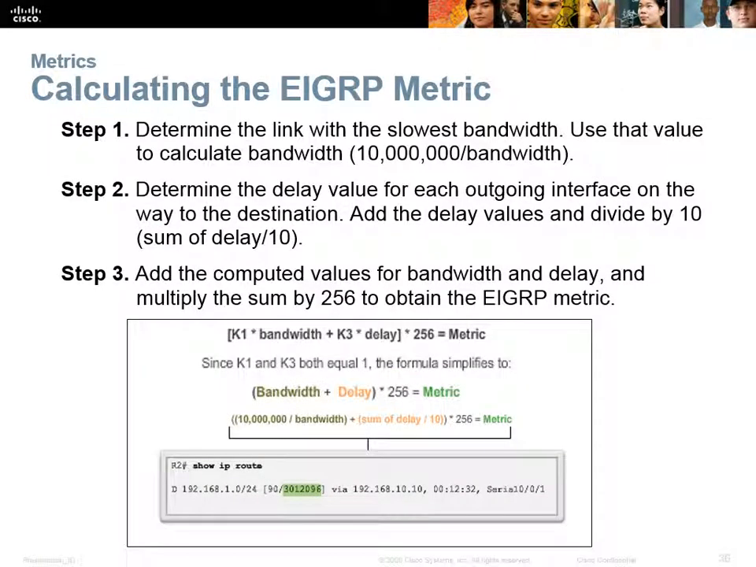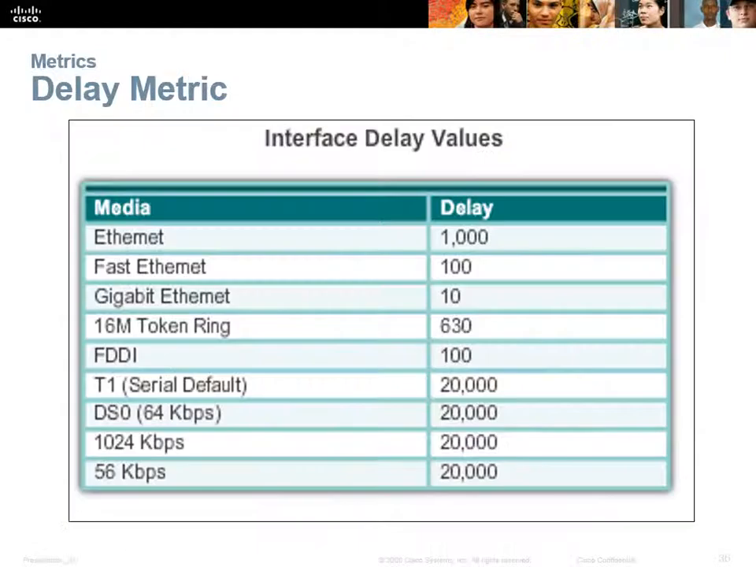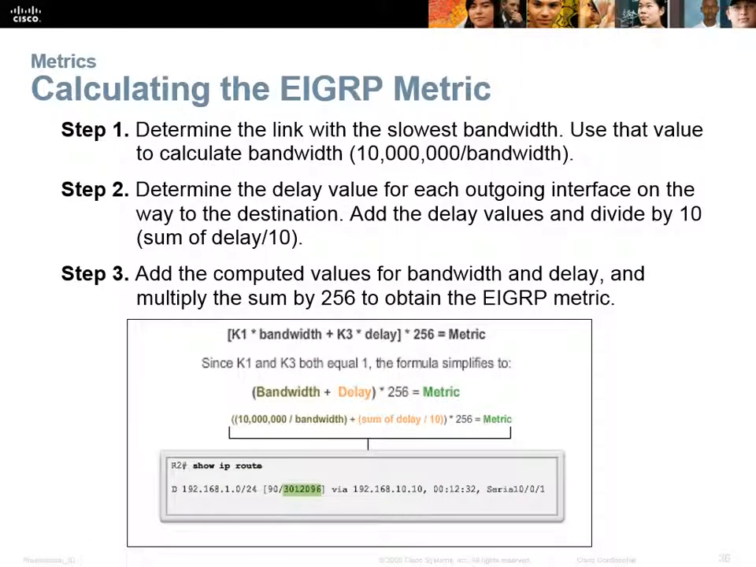All right, calculating the IGRP metric. You're going to determine the slowest bandwidth that it possibly can use, and that's 10 million divided by that bandwidth. If our bandwidth is 64,000, you're going to divide that. Then you're going to put in the sum of delay divided by 10. So what is our delay? 20,000 divided by 10 gives you what? 200. So 200 plus 10 million divided by 64,000.